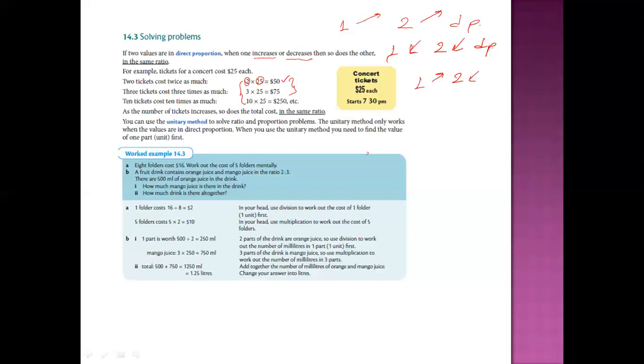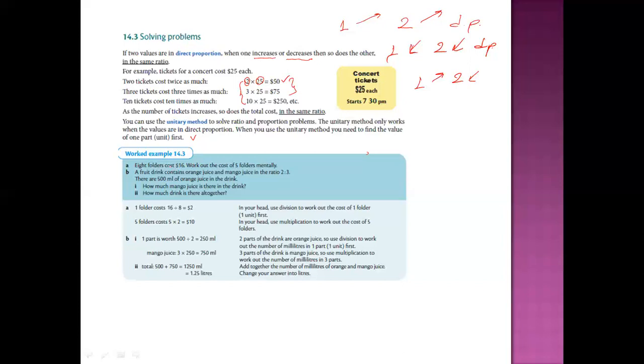You can use the unitary method to solve ratio and proportion problems. The unitary method only works when the values are in direct proportion. When you use the unitary method, you need to find the value of one part or unit first. Okay, there we have some worked examples.